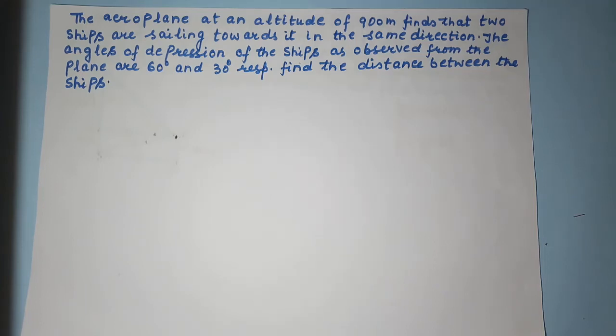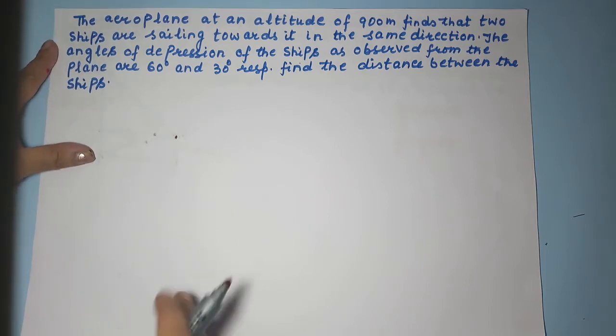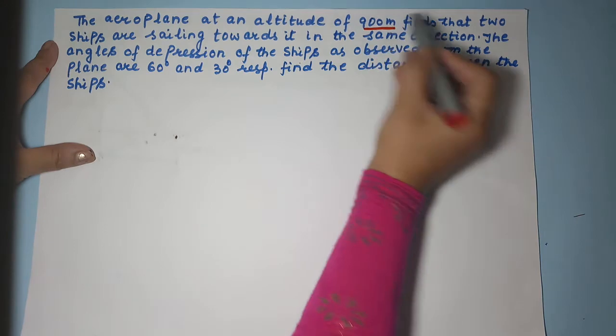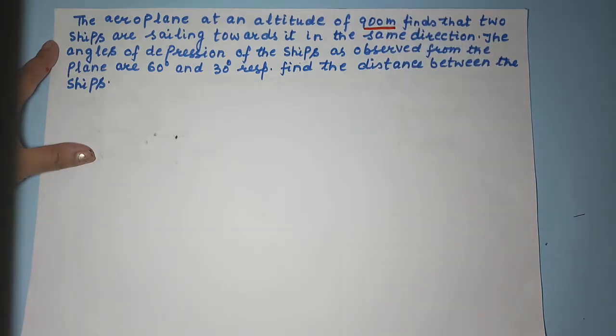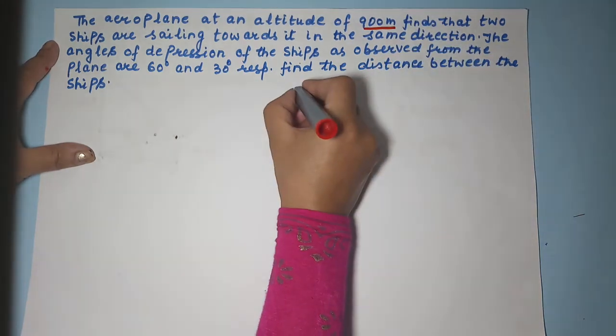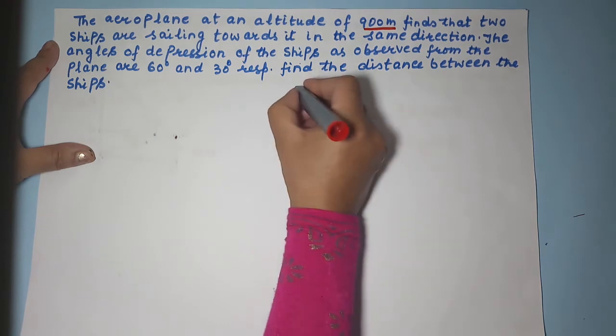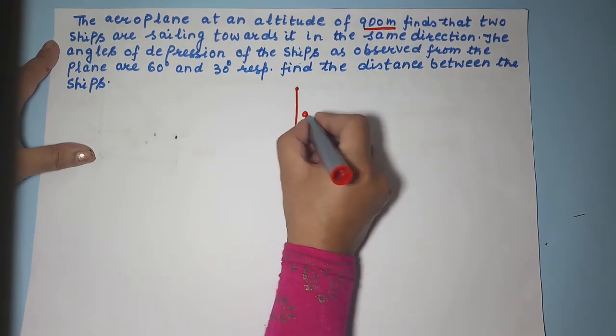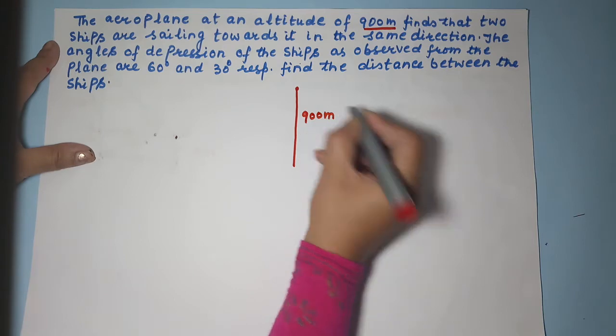So, heights and distances. We have a question in which the aeroplane is at an altitude of 900 meters. What do we mean by altitude? Altitude means height. So an aeroplane is flying at a height of 900 meters from the ground level.